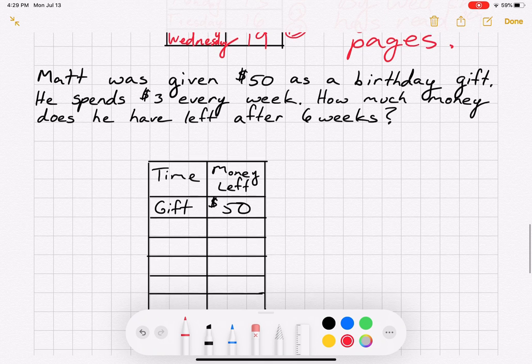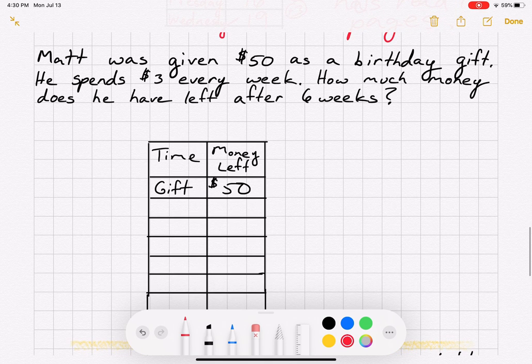All right, Matt was given a $50 gift certificate for his birthday, right? So he spends $3 every week. How much money does he have left after 6 weeks? So this is, he gets the gift, it's $50. This is what we're starting with. This is how much time has gone by, and this is the money he has left each week.